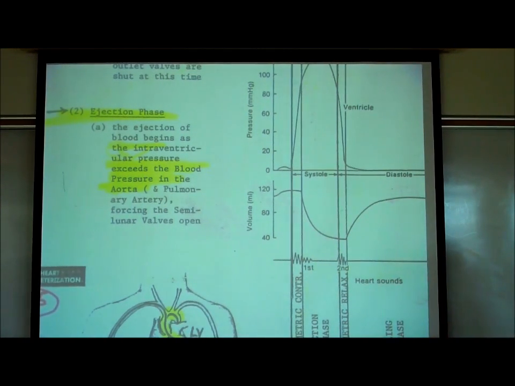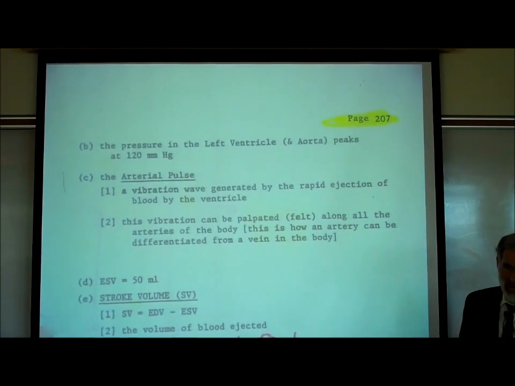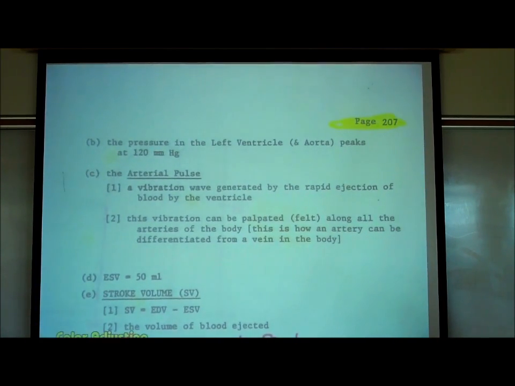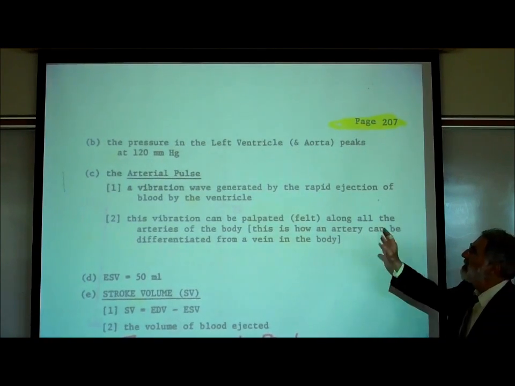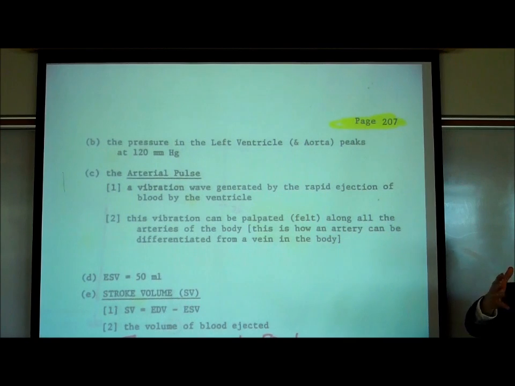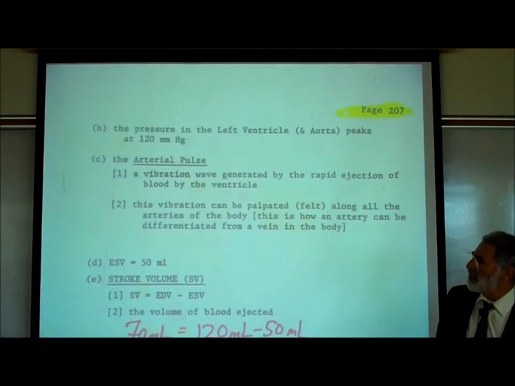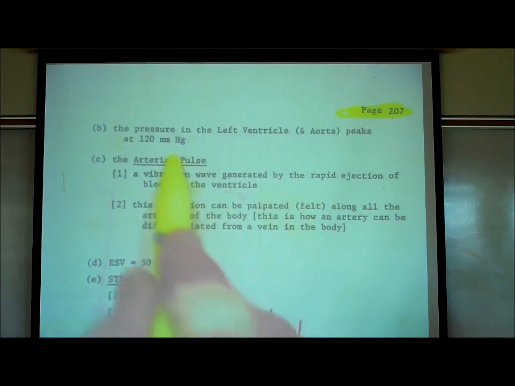All right, so now on page 207, we wrote that the pressure in the left ventricle and the aorta, because when that aortic valve is open, whatever the pressure is in the left ventricle, that's what the pressure is in the aorta, peaks at about 120. Now, the next point is very important.